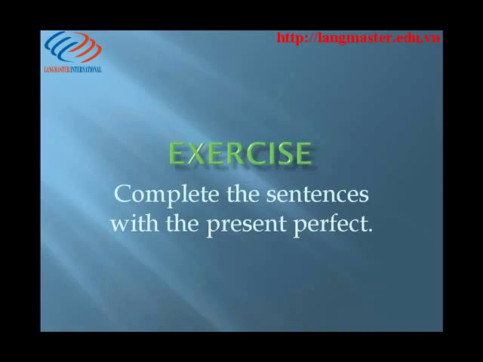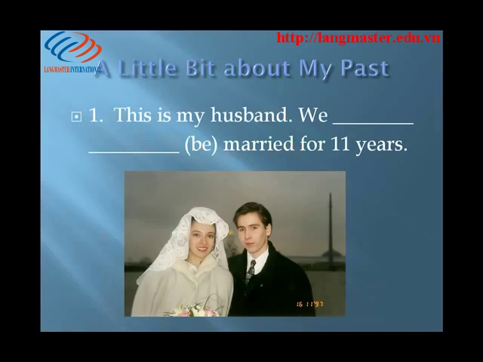Exercise. Complete the sentences with the present perfect. A little bit about my past. Let's do number 1 together. In the second sentence, we need to form the present perfect. Our main verb is be. What is the past participle of be? Been. Now we need to choose a helping verb. Our subject is we. Our helping verb then is have. Our correct statement is, this is my husband. We have been married for 11 years. With the contraction, the sentence changes to, we've been married for 11 years.